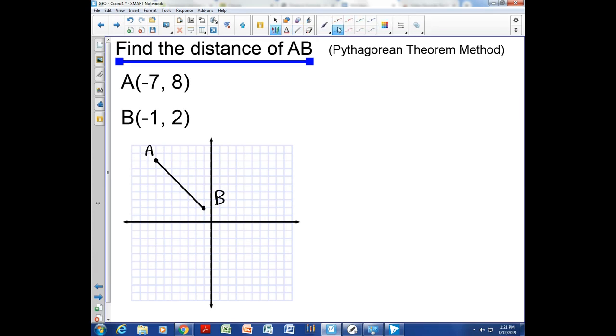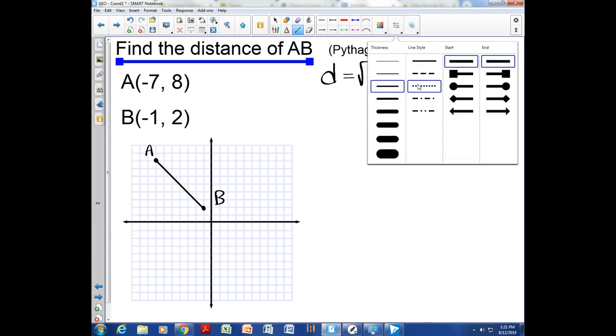As you might remember, I like to write the Pythagorean theorem method in this form, that my distance is equal to the square root of a squared plus b squared. Well, but how am I going to find my a and my b? Well, again, I'm going to use my straight edge to form a right triangle using AB in this case as the hypotenuse.